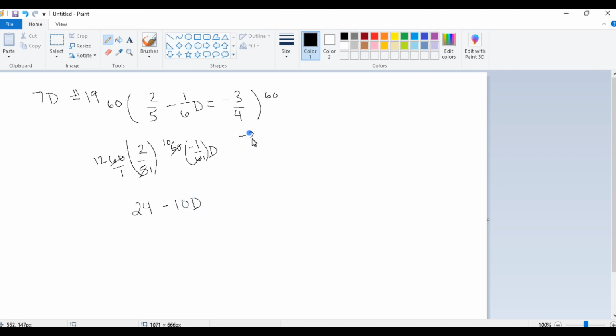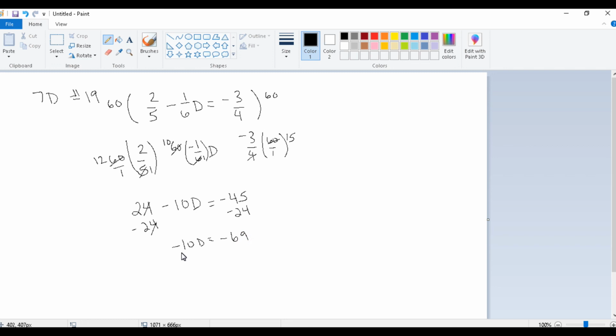The last one is 3/4. Multiply by 60. So 4 goes into 60 15 times. Now 3 times 15 is 45, and I have to have a negative. So it's equal to negative 45. Now I would subtract 24 from both sides. And so on this side it'll be 0, and I'll be left with negative 10D. On this side I'm adding two negatives, so I get negative 69.